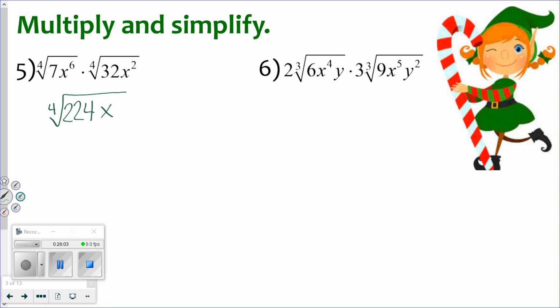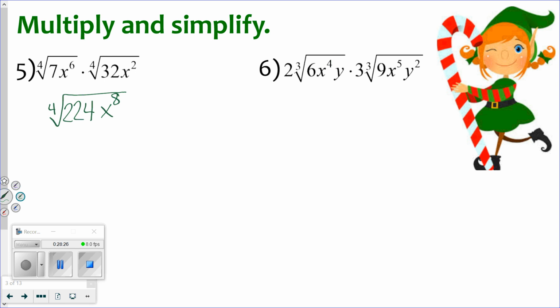12th or 8th, not knowing. Think about it this way. This means I have 6 x's. This means I have 2. So altogether I have 8. If you're multiplying, you add. The only time the exponents multiply is if you're distributing an exponent in.